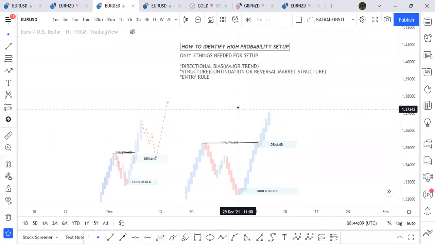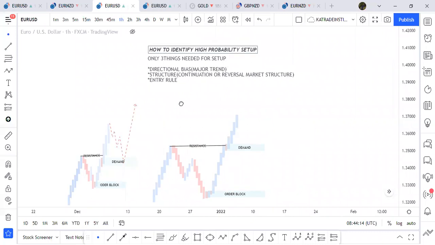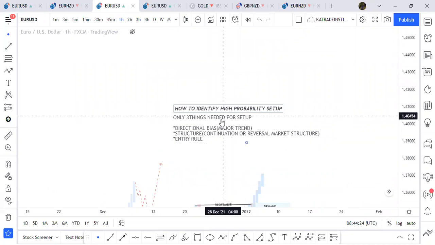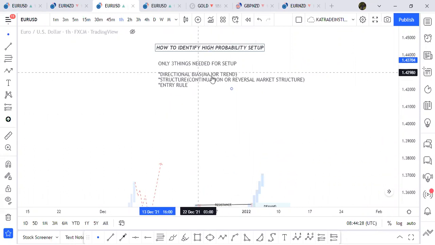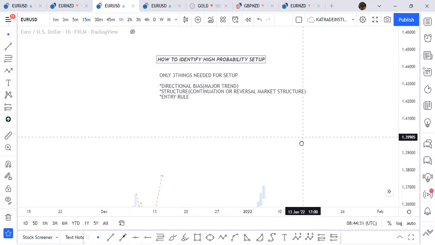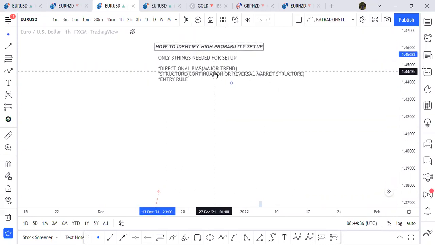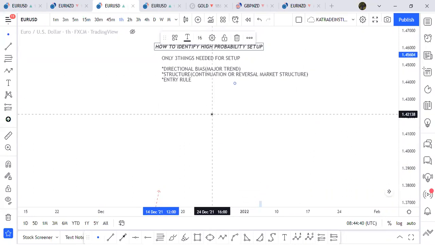Let's start. Our friends will join us on the way. So today we are going to look at how to identify a high probability setup, because in trading we always want to catch the high move or the major trend, right?